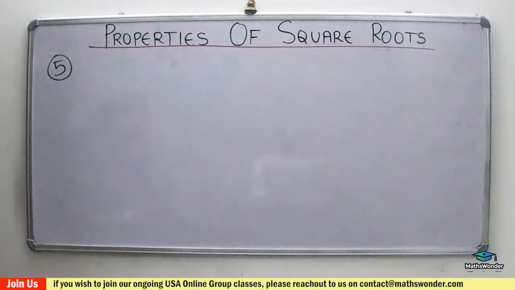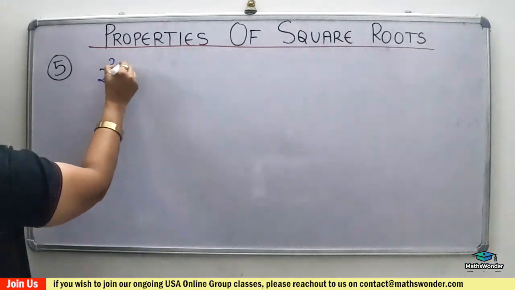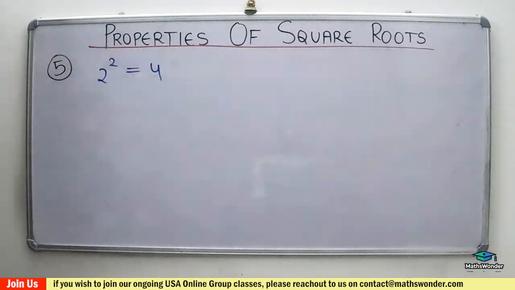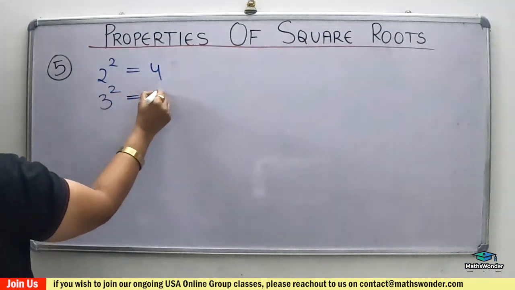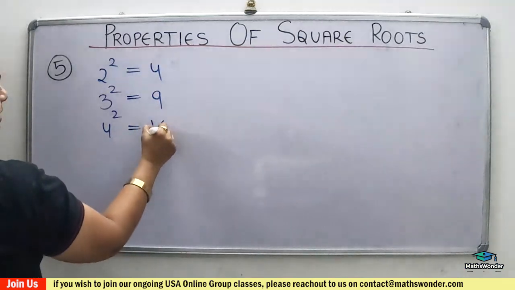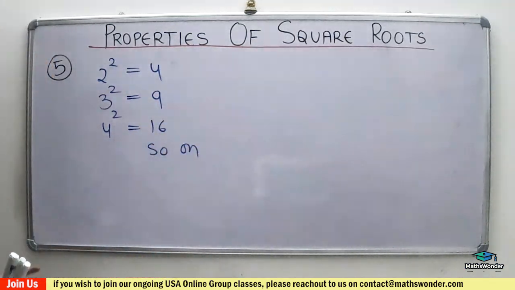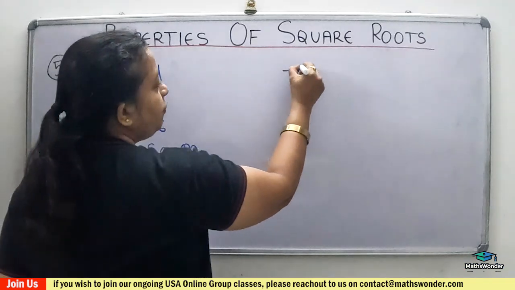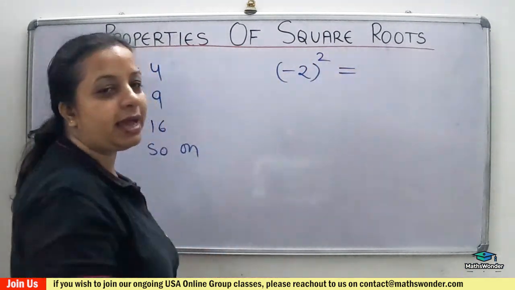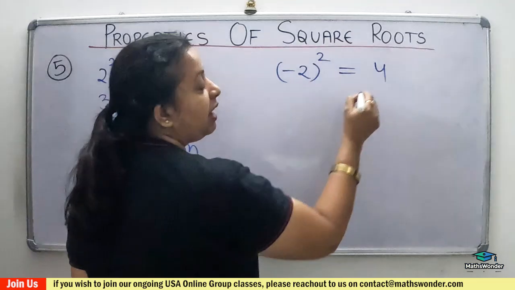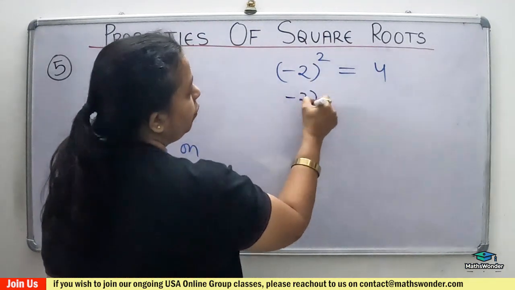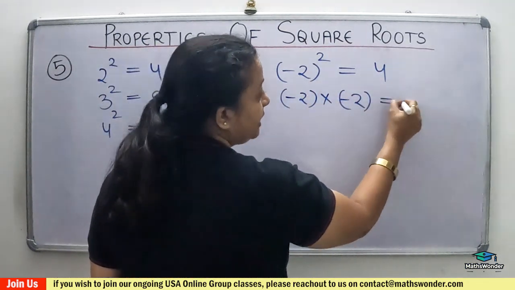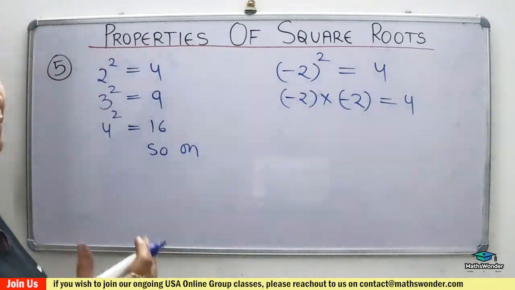So the fifth property is, negative numbers have no square root in the system of rational numbers. Suppose 2 square is 4, right? Same, 3 square is 9. 4 square is 16 and so on. Same, if you find negative 2 square, you will get again 4. Why 4? Because negative 2 when you multiply, yes, because an even number of negative signs will give a positive only.